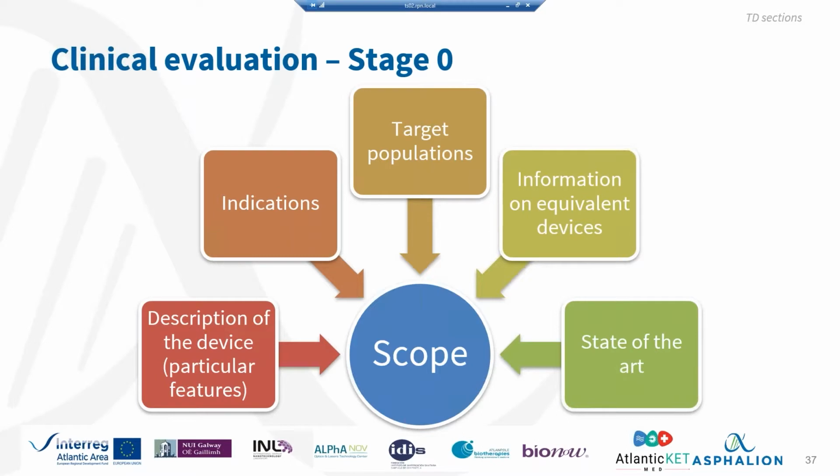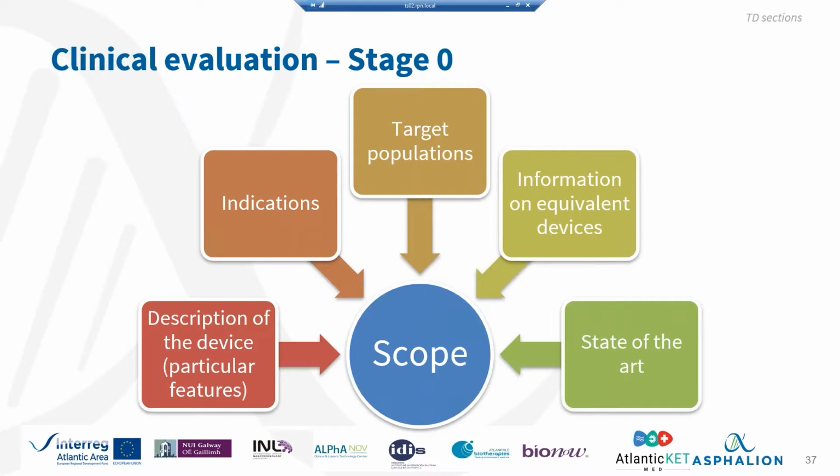Okay. We also have the state of the art. This is a pretty basic and important point of the clinical evaluation report, because you have to really well assess what is the technology that's being used currently for the indications you're using your device for. Okay, so this is something that should all be considered in stage 0, in this preliminary stage of scoping.